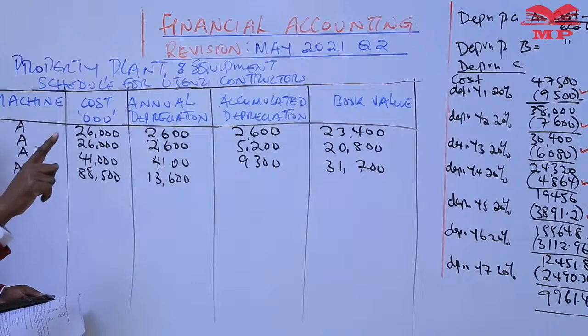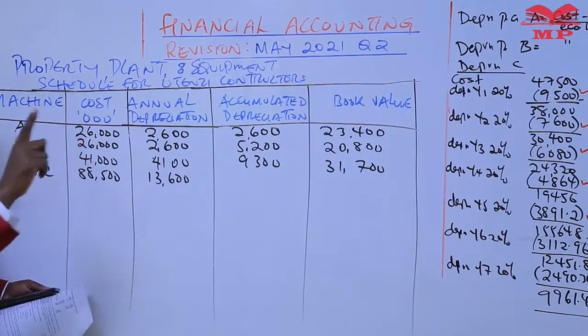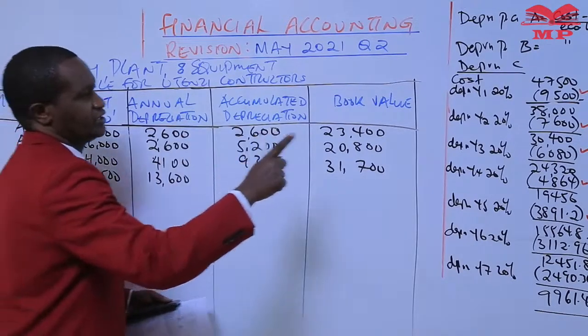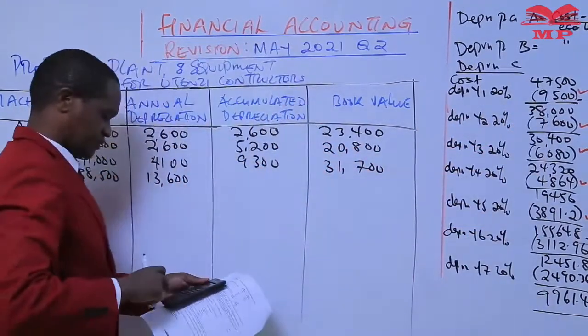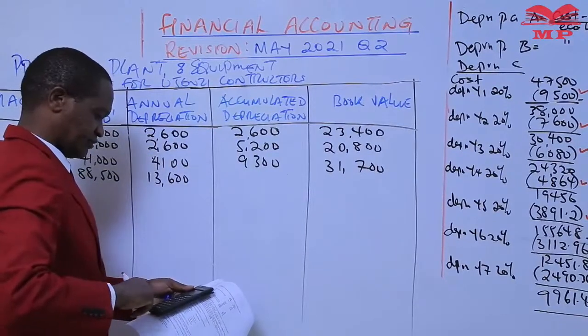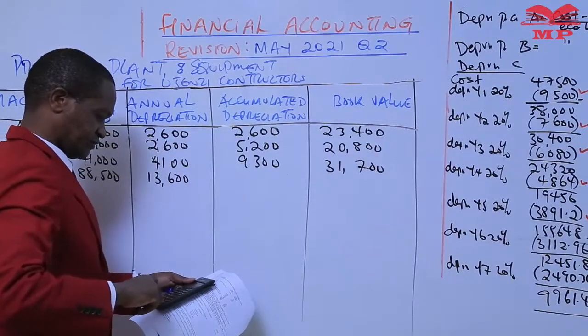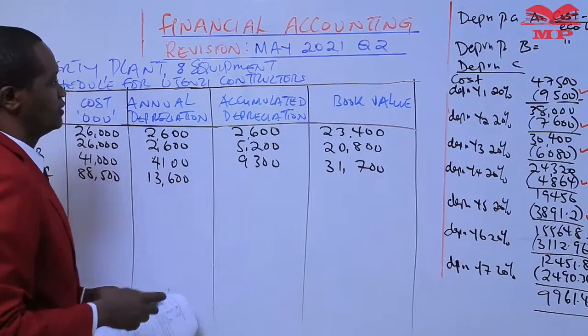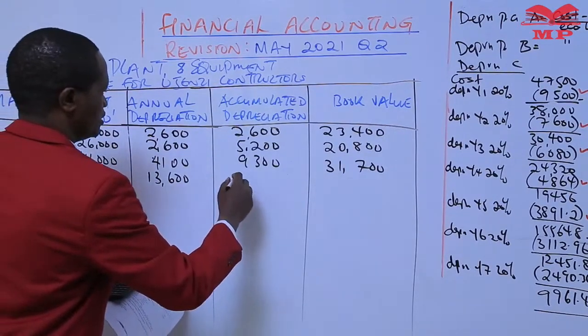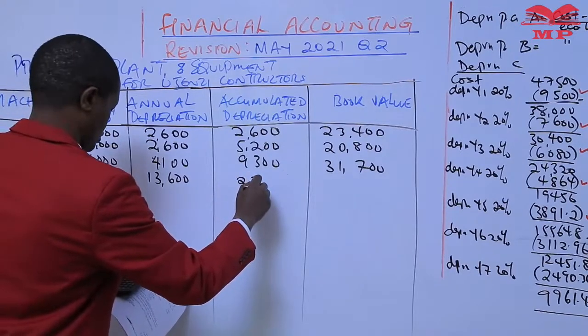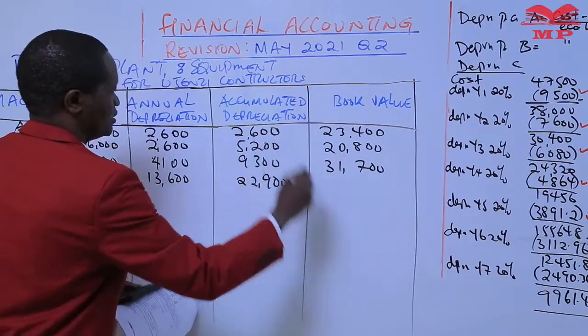So we add the depreciation for the year for machine C for 1 year, the first year, which is 9,500. So the total accumulated depreciation is 22,900.